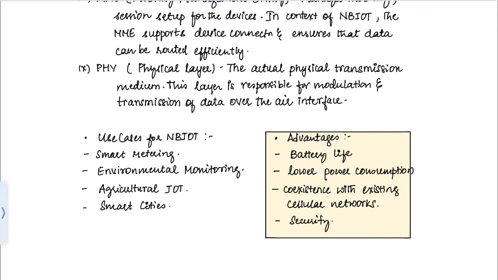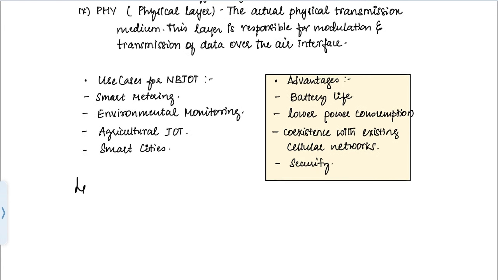Speaking of advantages, first one is battery life. Battery life can be up to 10 years, we have discussed, right? Then low power consumption. It has great battery life, so less power will be consumed. Then coexistence with existing cellular networks. This is one of the major advantages because of which we need not spend more money on the infrastructure. Whatever existing infrastructure is there, make use of it. Then security. We have strong security features which will ensure confidentiality, integrity, and authentication are maintained. Speaking of the limitations, let me write it down here.